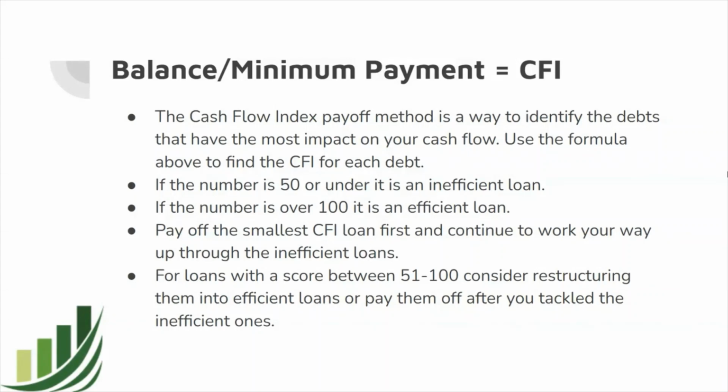So the smallest number you get, under 50, that's the one you want to tackle first, and you continue to work your way up through the inefficient loans. For loans that score between 51 and 100, you consider restructuring them into more efficient loans, which means either consolidating them or paying them off after you tackle the inefficient ones. Again, this is all dependent on your goals. Do you want to be completely debt-free, or do you want to just get rid of the ones that are affecting your cash flow most?